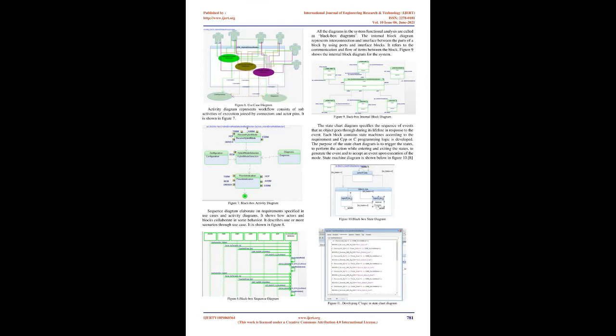Sequence diagram elaborate on requirements specified in use cases and activity diagrams. It shows how actors and blocks collaborate in some behavior. It describes one or more scenarios through use case. It is shown in Figure 8. Figure 10. Black box state diagram. Figure 8. Black box sequence diagram. Figure 11. Developing C logic in state chart diagram.